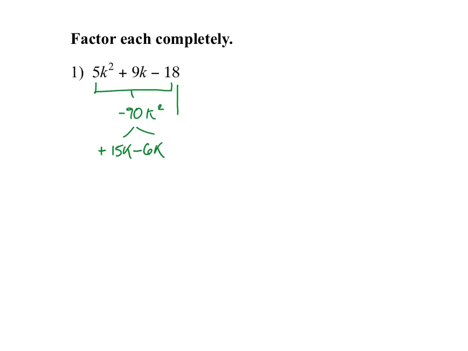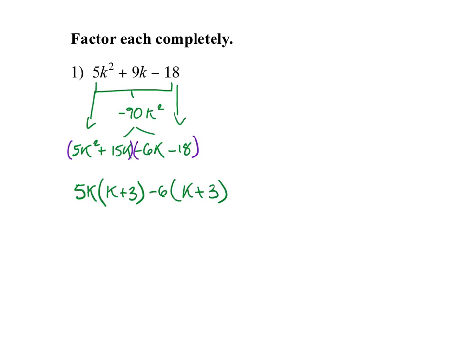So now I'm going to bring down those numbers that I multiplied at the beginning, so negative 18 here and 5k over here and 5k squared over here, right? So now I'm going to group those first two terms, and I'm going to group the second two terms, right? I'm going to find a common factor. My common factor between 5k squared and 15k is 5k. So I'm taking out that common factor, right? So that means that I have k plus 3. My common factor over here is negative 6, so I have minus 6, and I have k plus 3, right?